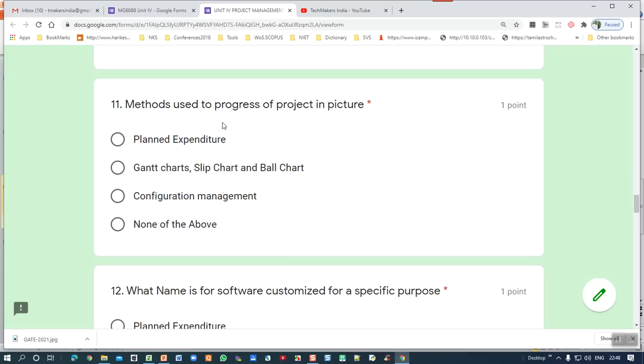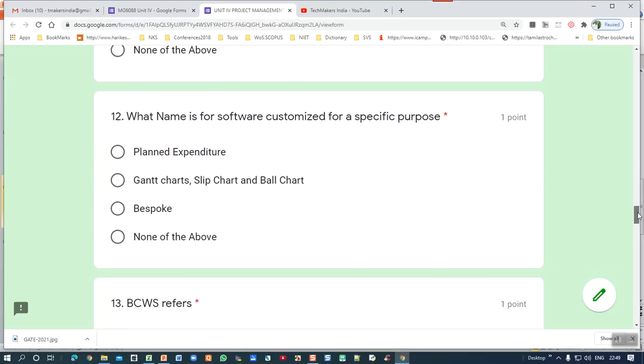11th question. Methods used to show progress of a project in a picture. That means pictorial representation and visualization based performance analysis. So what are the pictures? Gantt chart, S curve chart and ball chart. Even timeline also we can include, but in this question timeline isn't listed.